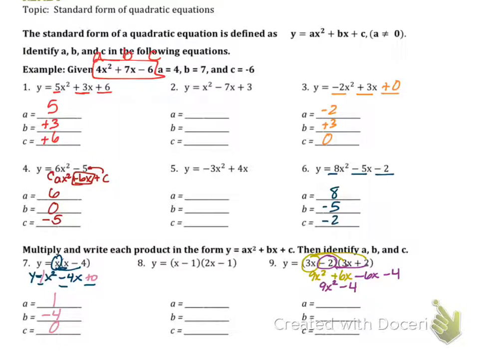Once again, we need to be writing these equations into y equals ax squared plus bx plus c format. The trouble is, there's no bx. It's just the ax squared and the c. So that tells me something very, very important. It tells me that my b value is 0, my a value is 9, and my c value is negative 4.